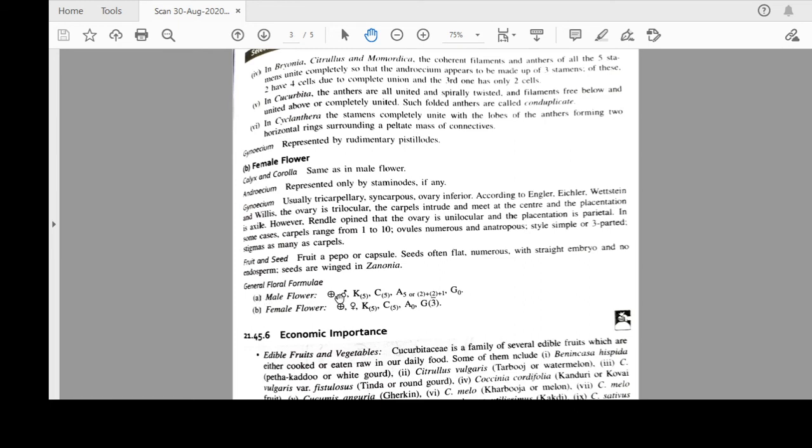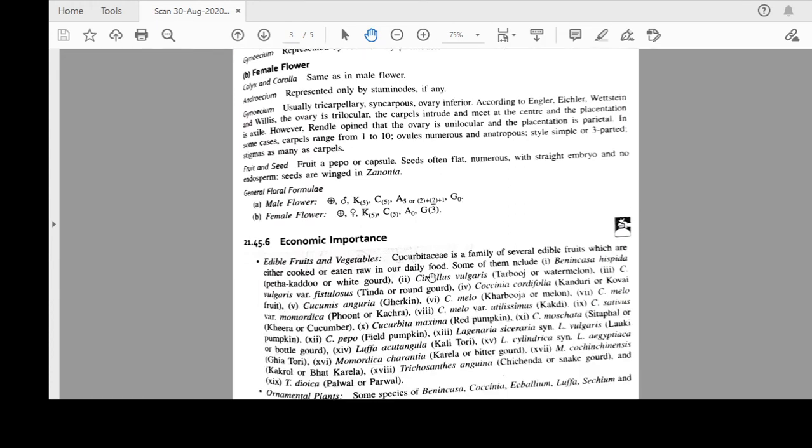Now, general floral formulae. Male flower, always actinomorphic, male, calyx 5, fused, corolla 5, fused. In androecium, there are certain variations, A 5 free or 2 fused plus 2 fused plus 1, so 2 pairs of 2 each and 1 free, and gynoecium is here in the form of a rudimentary pistil, so we represent this like G0. In female flowers, same actinomorphic, female, K5 fused, C5 fused, A is 0 and G is 3 syncarpous and inferior ovary. So this is all about the floral formula of male and female flower in family Cucurbitaceae.